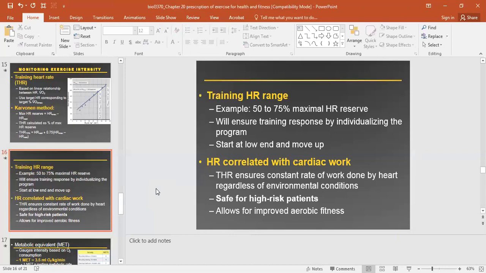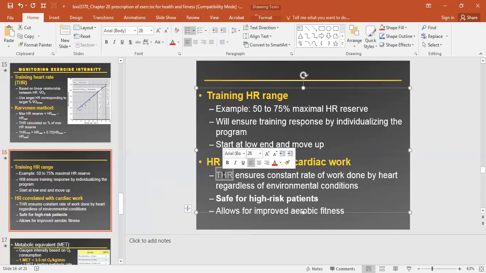There's Copper Pot. And basically we know, again, heart rate is correlated with cardiac work. So using the target heart rate ensures us that we work at a constant rate of work and a constant amount of work that's done by the heart regardless of environmental conditions. And this is really safe for high-risk patients because it is so individually specific.